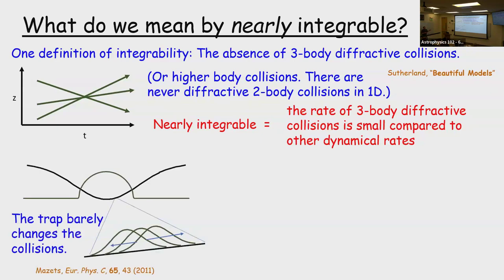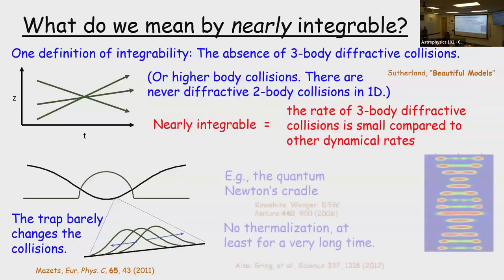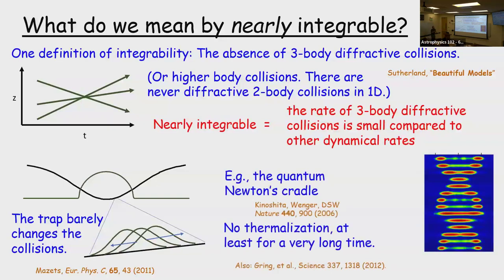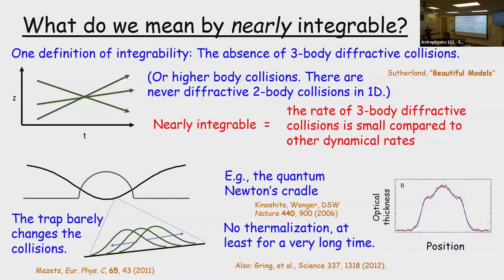So it's not surprising that if you put the atoms in a trap, that's going to barely change what any three body collision looks like, as long as there's not a lot of curvature over the sort of distance scale that the collision happens. So it's not surprising that would keep the system nearly integrable. And an example of that is this Newton's cradle experiment we did, where you take the atoms and you put them out of equilibrium, and then you look at them for a long time, and you see that it approaches a state which is not the thermal state, because the system can never thermalize because there aren't diffractive collisions.